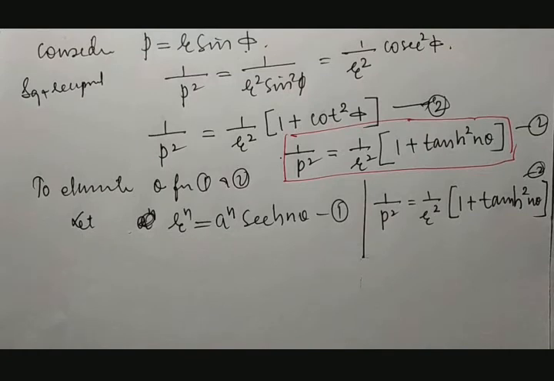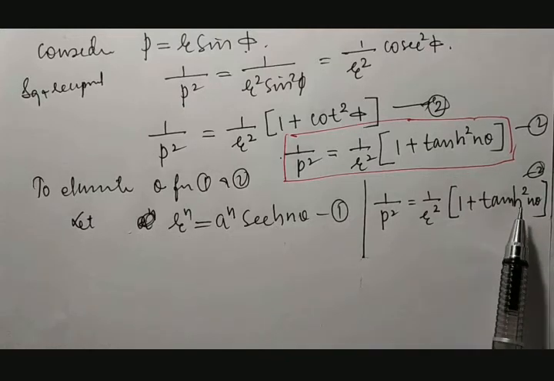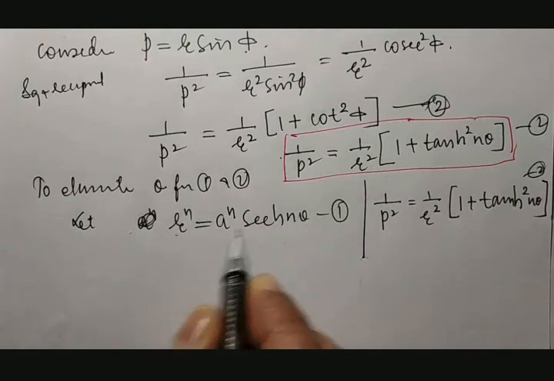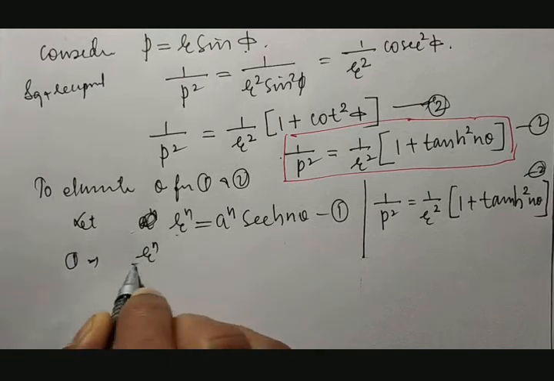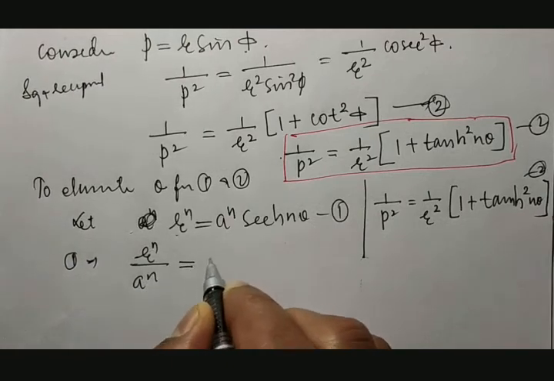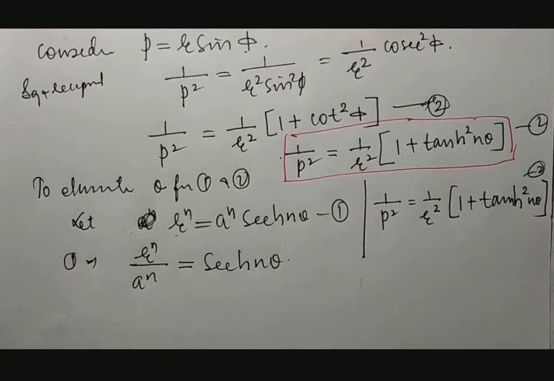Therefore, we need to modify one of the equations. We can see here, is there any similarity between these two? No. Here it is sech, here it is tanh. Then try to convert either sech into tanh or tanh into sech. For that, we'll modify this equation. Equation number 1 can be taken as r raised to n divided by a raised to n is equal to sech n theta.